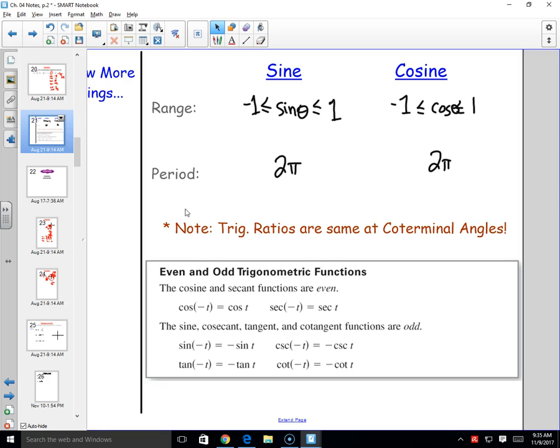Are you okay? Question. What is cosine of 5 pi over 6?